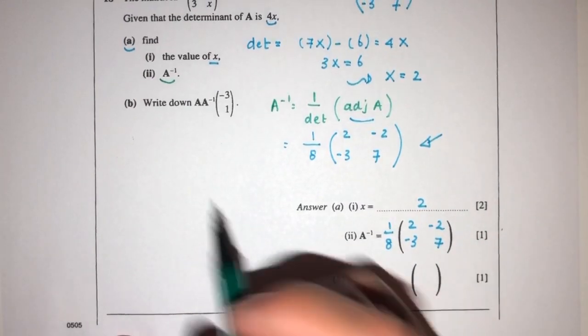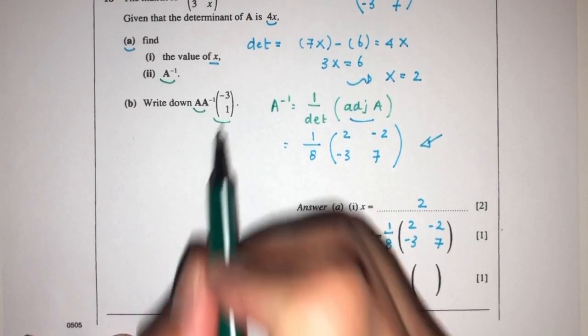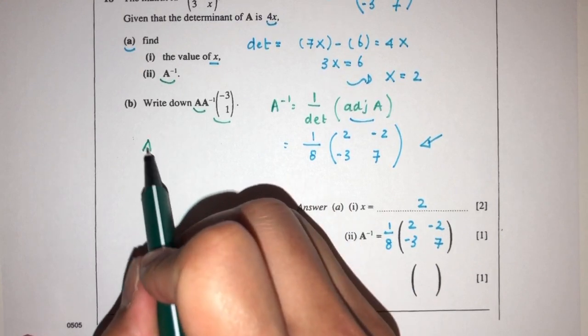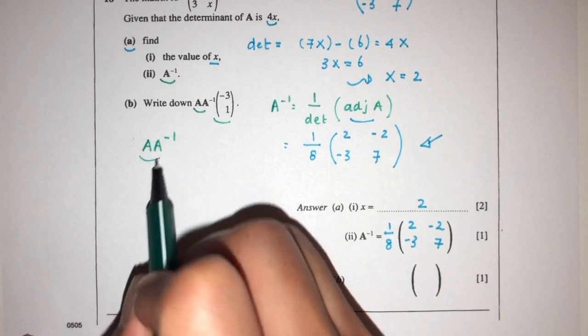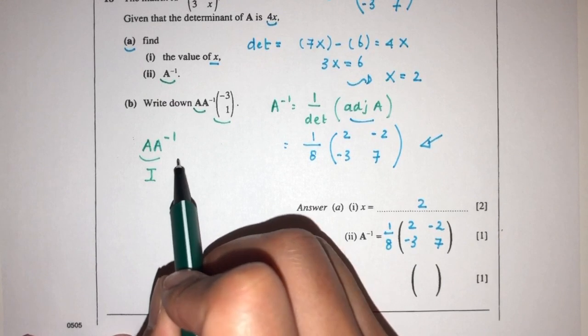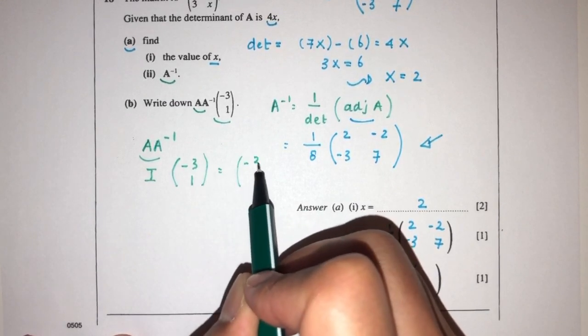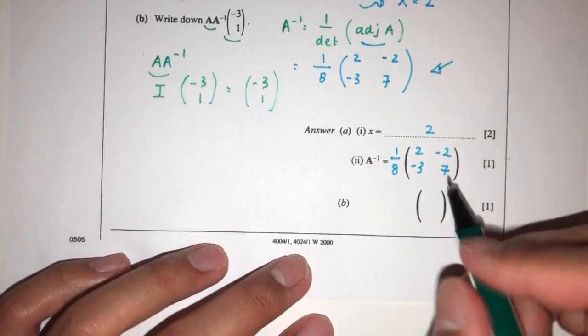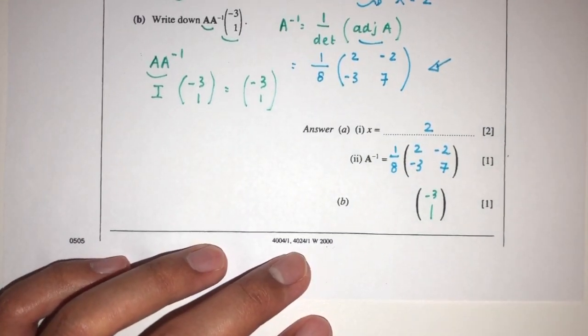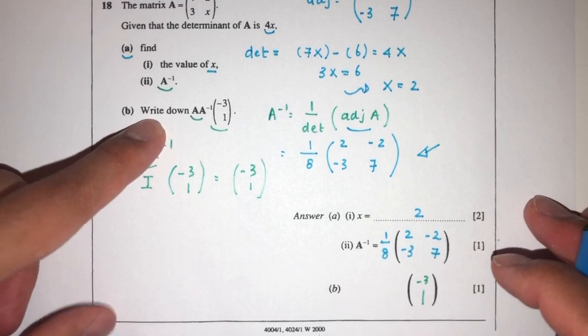Now for part B, write down the value of this. So pretty easy, as we know, if A is multiplied by A's inverse, this has to be the identity matrix, and when you multiply by another matrix, the matrix will not change. That's the main idea behind this. That will be minus 3, 1. And that's the reason why it says write down, because it should be very easy.